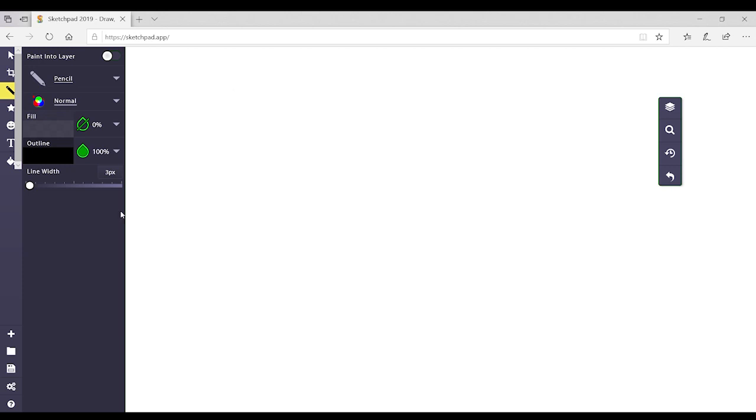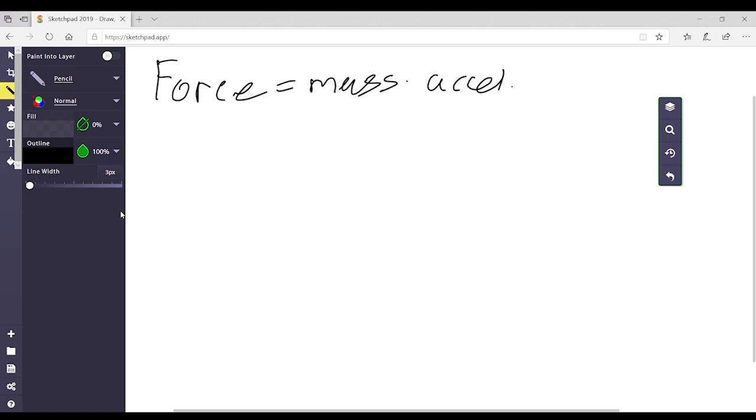Alright, so let's talk about momentum and force. So force is equal to an object's mass times its acceleration.